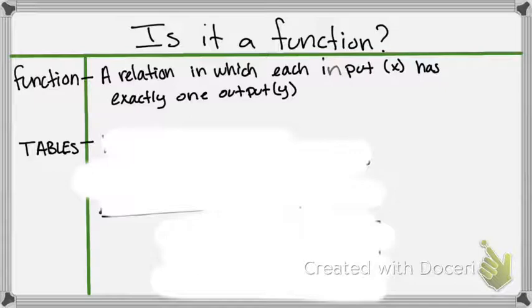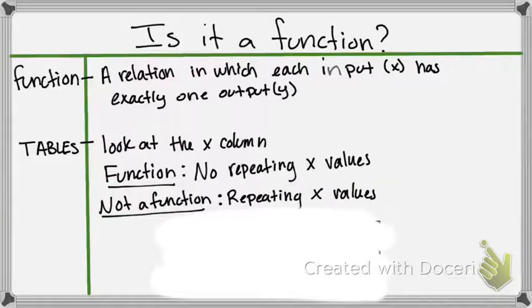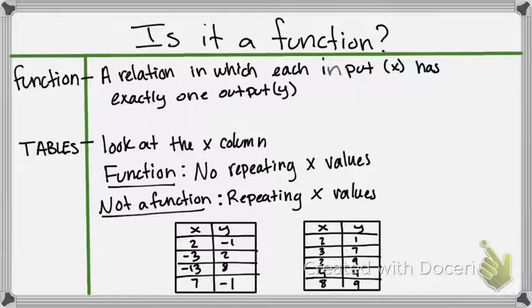First off, in the table, we're going to look at the x column to see if a table is a function. And this is the rule. It's a function if there are no x values that are repeating. If an x value repeats, then that means it's not a function. So let's look at these two tables and see if one is a function or the other.